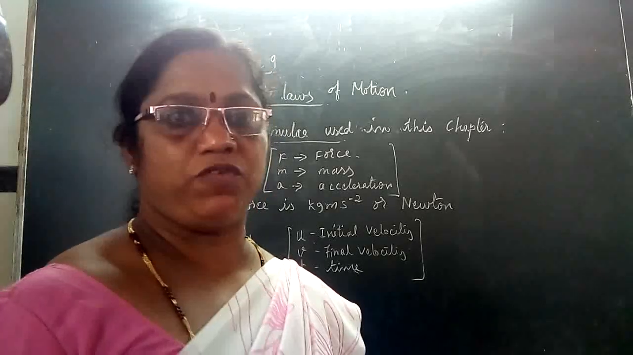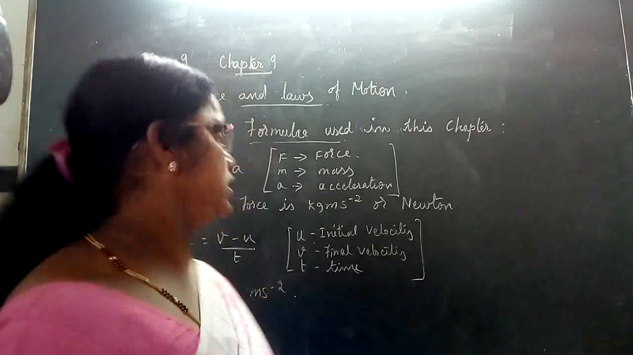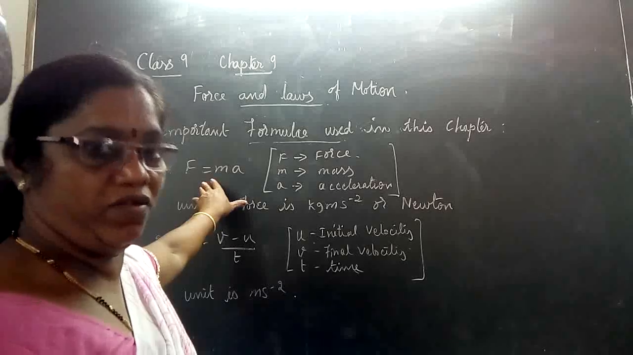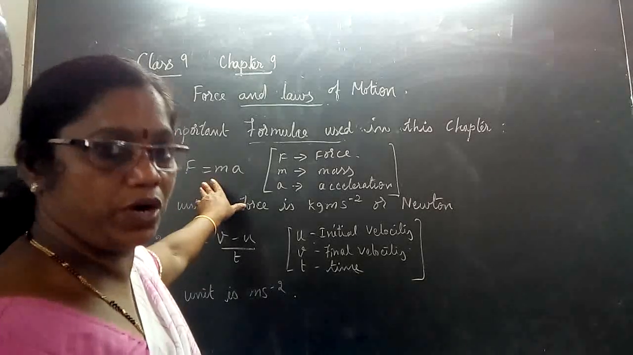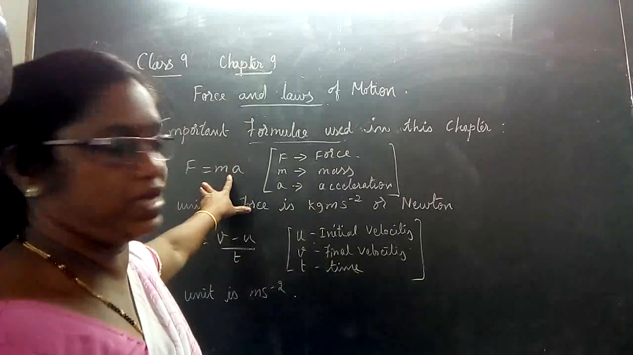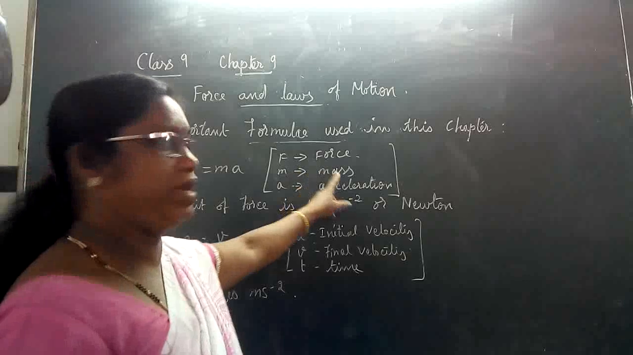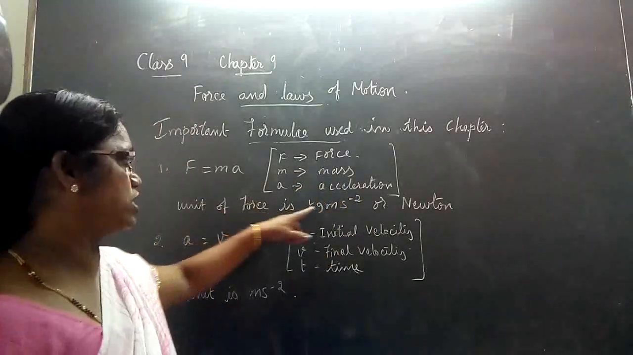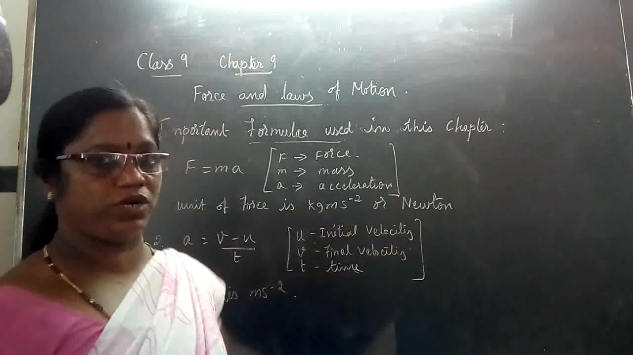In this chapter, some of the formulas are used for the calculation. Number 1 is F is equal to ma. F is the force exerted. It is equal to the product of the mass and acceleration. So F is nothing but force, m is the mass, a is the acceleration, and the unit of force is kilogram meter per second square or Newton.